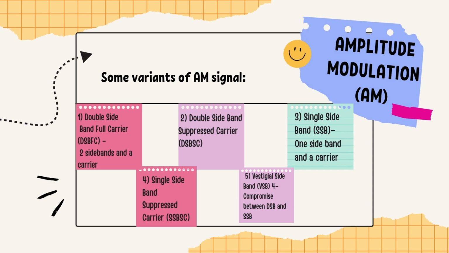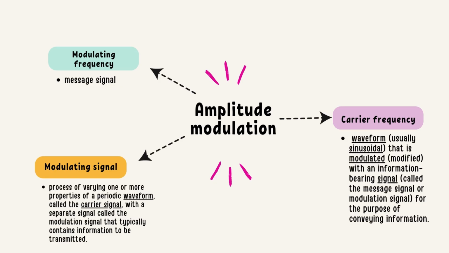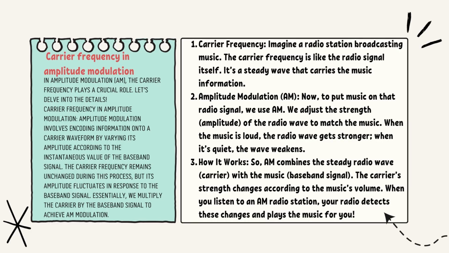So let's see some variants of amplitude modulation signal. The first is double sideband full carrier. Second is double sideband suppressed carrier. The third is single sideband SSB, the fourth is single sideband suppressed carrier SSBSC, and the fifth is vestigial sideband. The components of amplitude modulation are, first, carrier frequency, second, modulating frequency, and third, modulating signal. So let's see what carrier frequency is in amplitude modulation.